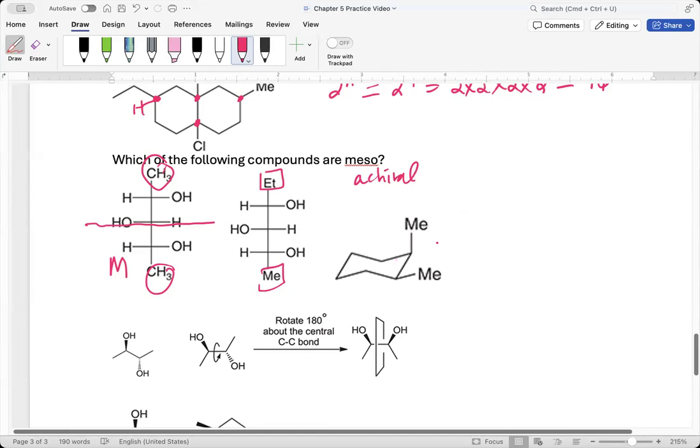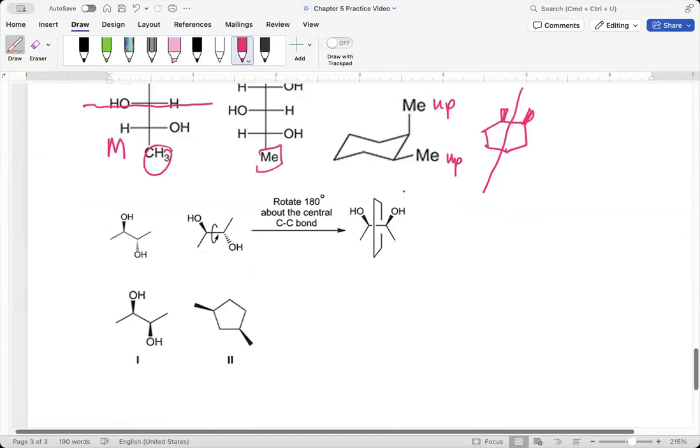On these chairs, I need to determine if they are cis or trans. If the two substituents are cis, then it may be a meso compound. So in this case, I've got the methyl group up and I've got the methyl group up. If I draw a bond line structure for this, that gives me both methyl groups up, and you can see there is a plane of symmetry through the middle. This next compound is a meso compound as well. So we have two meso compounds so far.